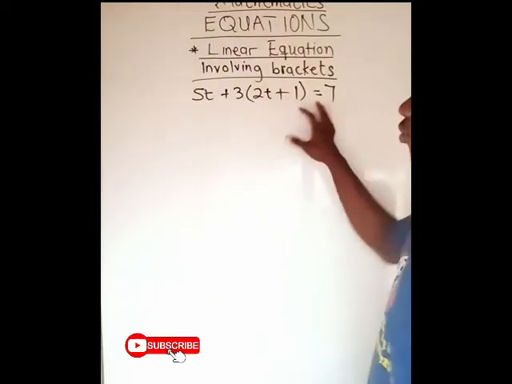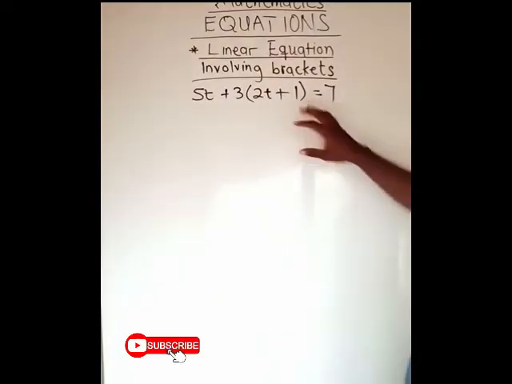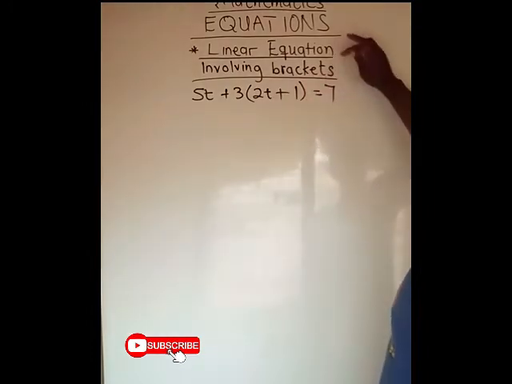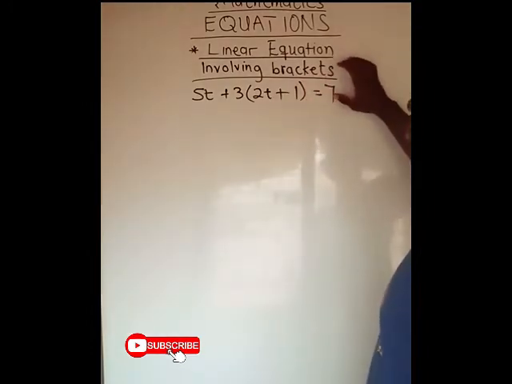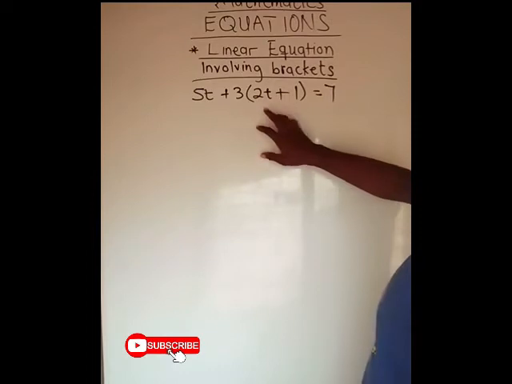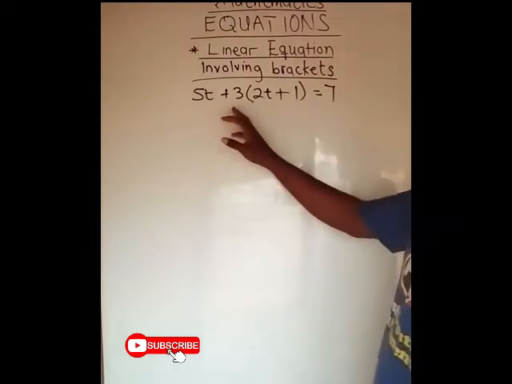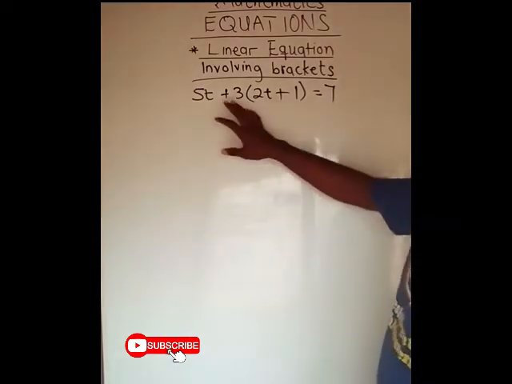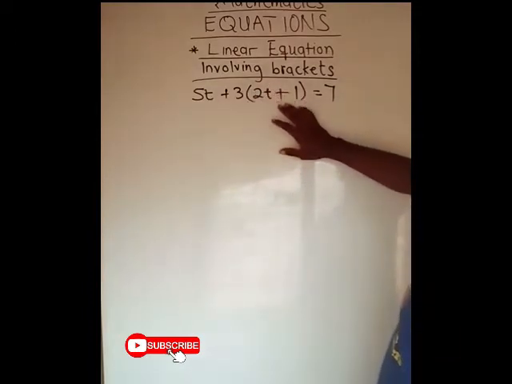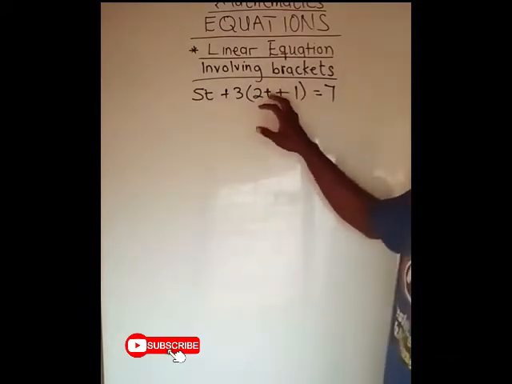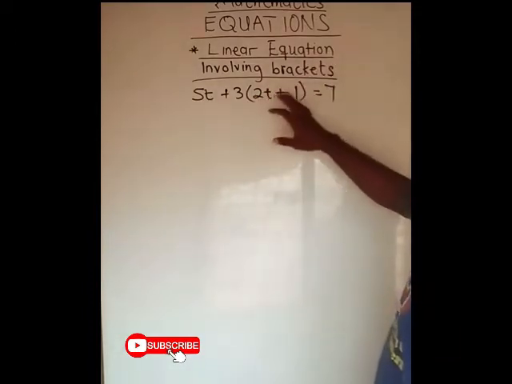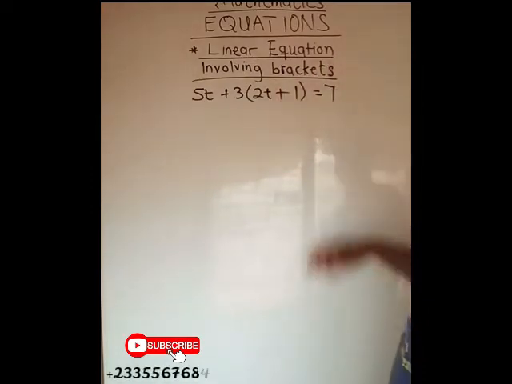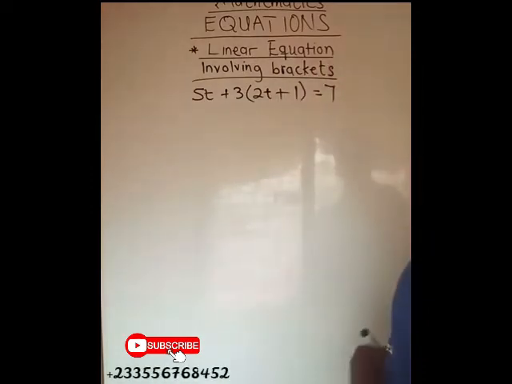So the next type we are looking at is linear equation involving brackets. If you look at this example, we have a bracket here. Anytime you have a linear equation involving brackets, first you have to expand the bracket. After expanding the bracket, you group like terms and simplify to find your value.